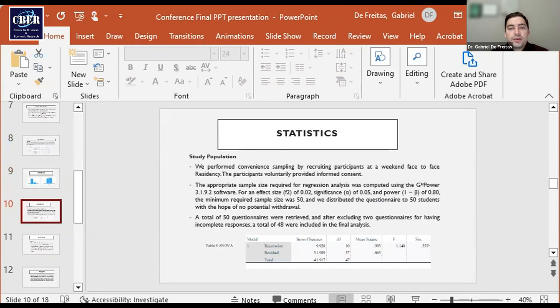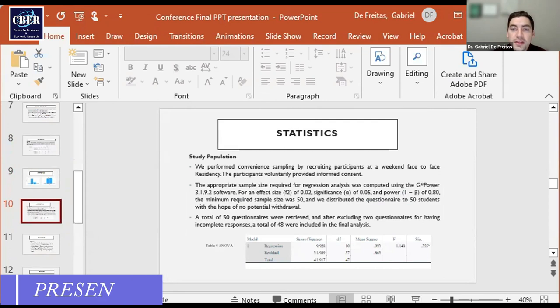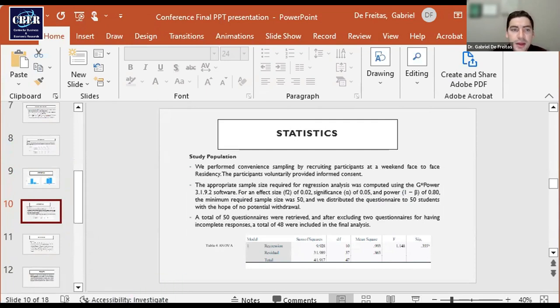For our study population, data were collected from students in an online university who had completed in-person classes at Campbellsville University, Kentucky, in the United States. We performed convenience sampling by recruiting participants at a weekend face-to-face residence. The participants voluntarily provided informed consent for the study.